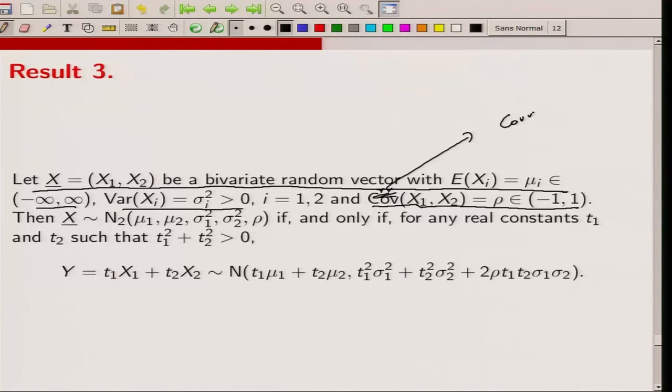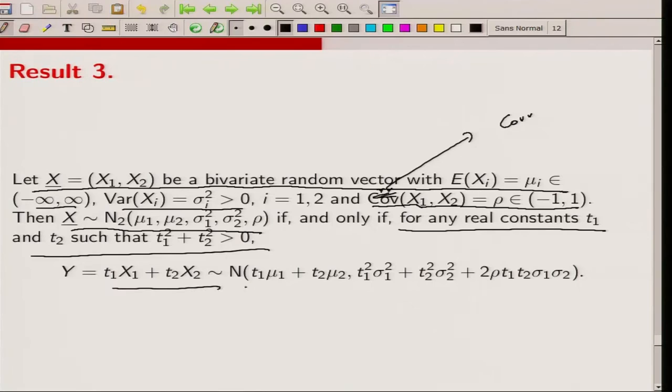Then x has bivariate normal distribution with parameters, of course, the means mu 1 and mu 2, variances sigma 1 square and sigma 2 square, and rho as correlation, if and only if for any real constants t1 and t2 such that t1 square plus t2 square is greater than 0, their linear combination has a univariate normal distribution. Of course, once you know that it has a univariate normal distribution, then you know its parameters. The mean would be t1 times mu 1 plus t2 times mu 2. So, that is the mean.